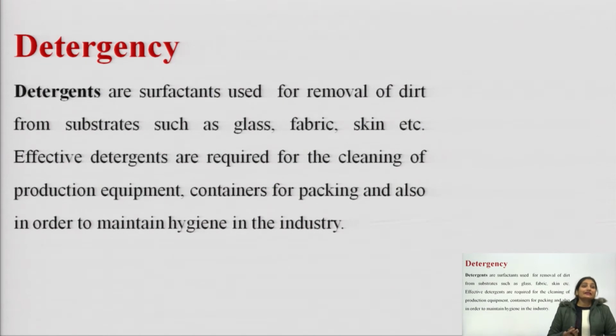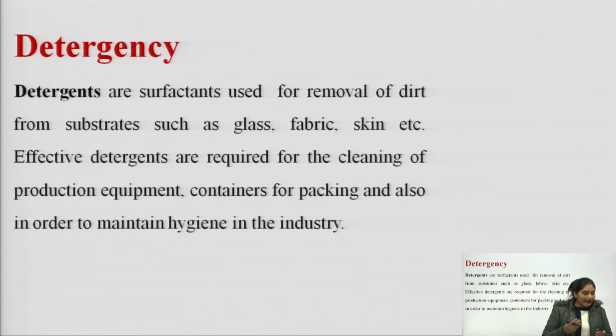Next concept is detergency. What is detergency? See, what are the detergents? Detergents are the type of surfactants. So, these detergents are the surfactants that are used for removal of dirt from substrates such as glass, fabric, skin, etc. Okay. And the effective detergents are required for the cleaning of production equipment, containers for packing, and also in order to maintain the hygiene in the industry.